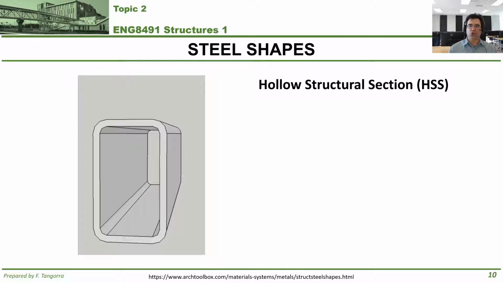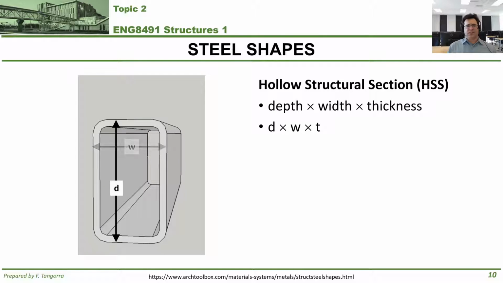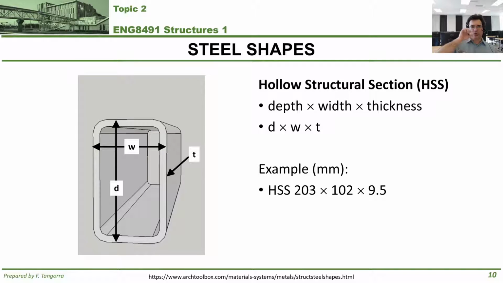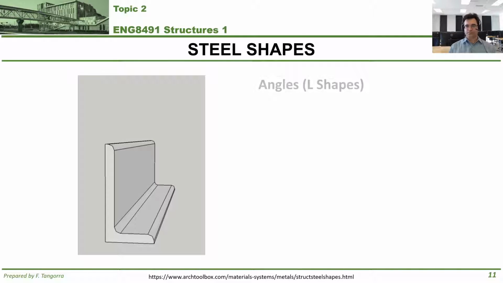Next shape is so-called hollow structural sections. This is how they're known in Canada, or HSS for short. They can come in rectangular shapes like you see here, square shapes, or circular ones as well. When you're labeling them, you measure the depth first, the width next, and then the thickness, because it's the same all around. So for example, an HSS 203 by 102 by 9.5 means that it's 203 millimeters deep, 102 millimeters wide, and its thickness all around is 9.5 millimeters.